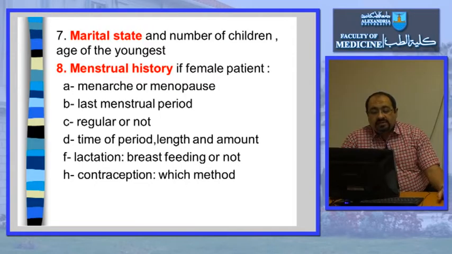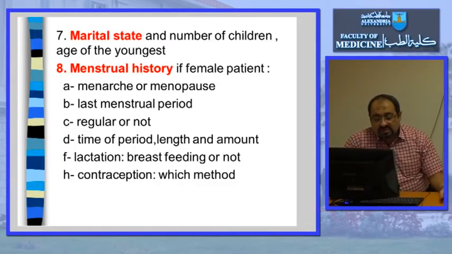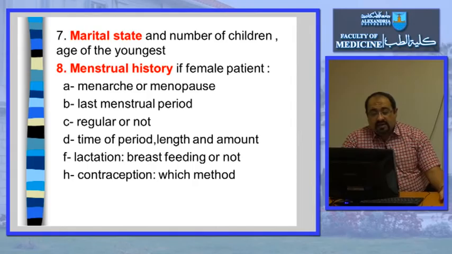Also, you should ask about the last menstrual period, whether the periods are regular or not, the duration of the period, and the amount of bleeding. You should also ask the female about lactation and about the use of any method of contraception or any contraceptive pills, because many females don't mention the contraception or pills as a part of the drug history. So you should specifically ask about contraception.